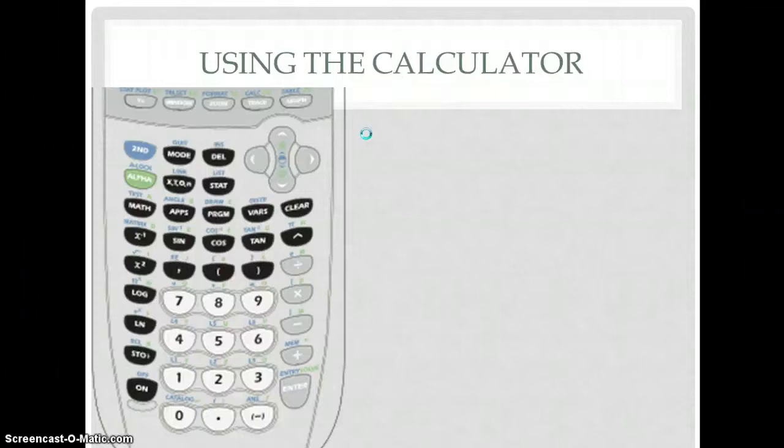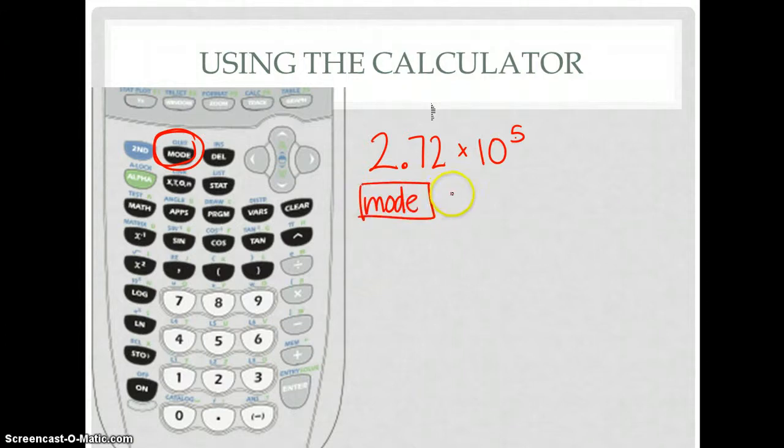Your calculator can be a useful tool for scientific notation. So just so you guys can see, if you were going to write, say, 2.72 times 10 to the 5th, and you wanted to type that into your calculator to see what number that was, you actually do have two options if you use the mode button on your calculator. If you use the mode button, you'll see SCI under your first menu there. You could select that, and this would be scientific notation.